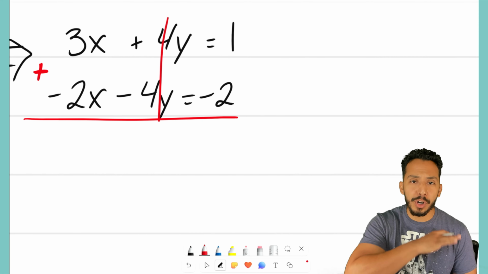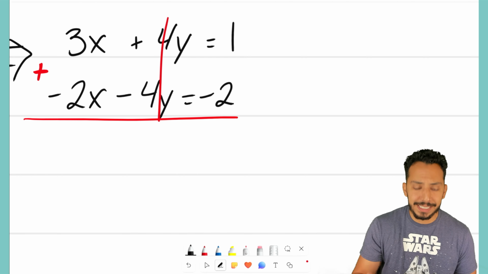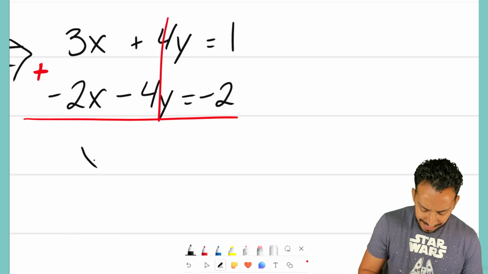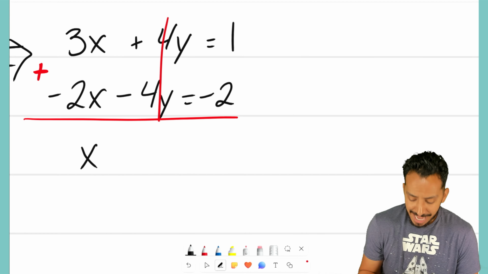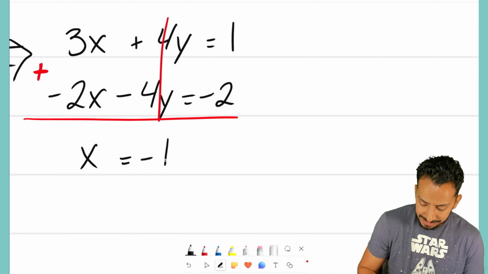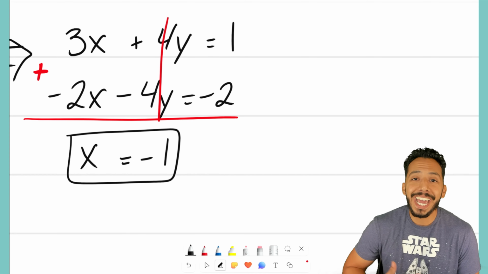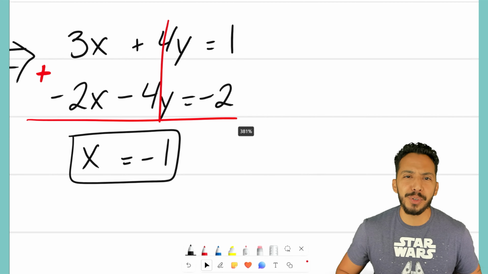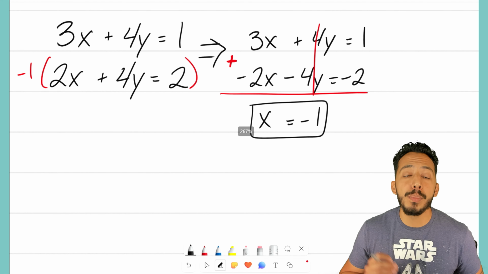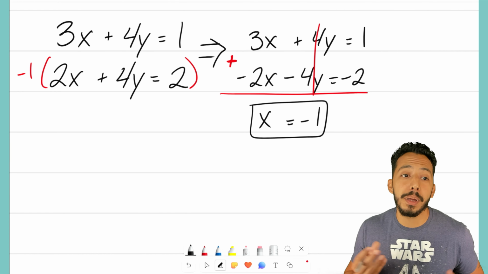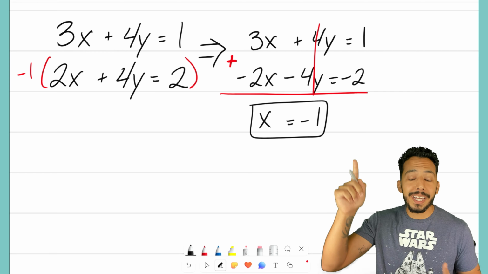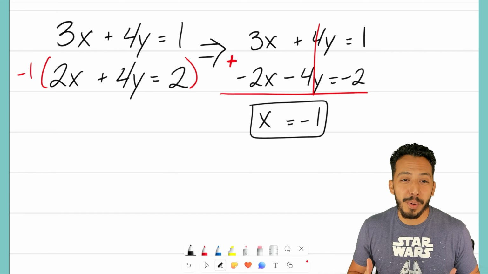Let's add them together. Y's are eliminated. They made 0 y's. 3x plus -2x is actually just 1x. And then we're left with the equal sign, and 1 minus 2 is -1. We have solved for that x variable very quickly, all because we decided to multiply the bottom equation by -1, so that the y's would cancel out or eliminate. This is how you want to use those problems.